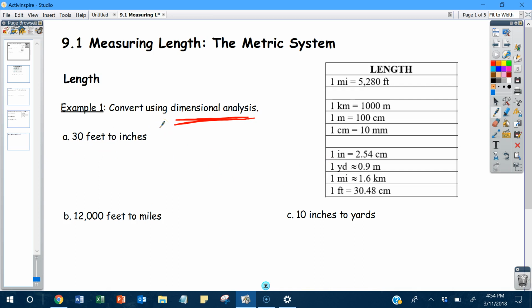So I'll just give you an example. We're going to convert 30 feet to inches. And to do that, I'm going to multiply by a fraction, and the fraction is going to need to convert the feet to inches. In order to do that, I need to put a unit down here in the denominator that'll cancel out the feet. I'm going to put feet down here, and I'm going to put my desired unit up here, the inches. So when I do the multiplication, the feet cancel, and then I now have inches.